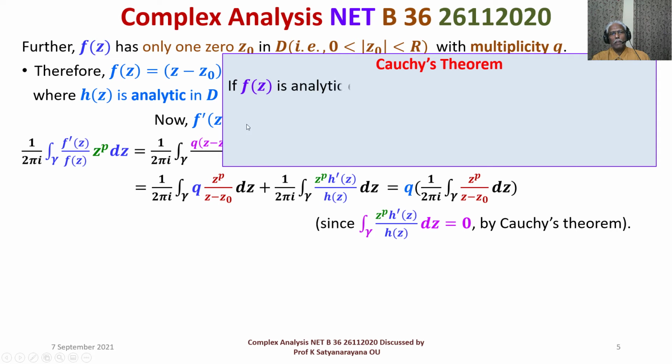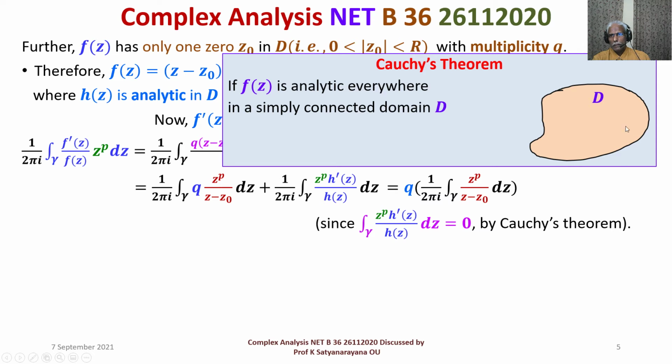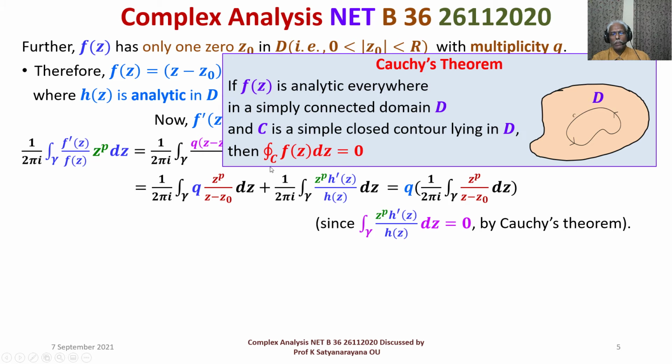So what is Cauchy's theorem? Let us recall. If f(z) is analytic everywhere in a simply connected domain D, and C is a simple closed contour lying strictly inside D, then the integral taken around C of f(z) dz is equal to 0. This is true for any simple closed contour. There will be several simple closed contours lying inside D. For all of them, the integral taken around C will be 0. So applying this theorem here, you will get this is equal to 0.